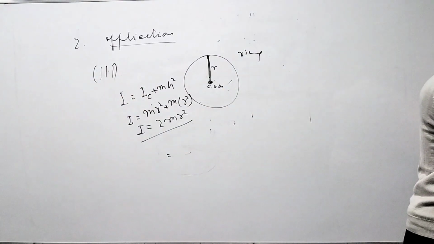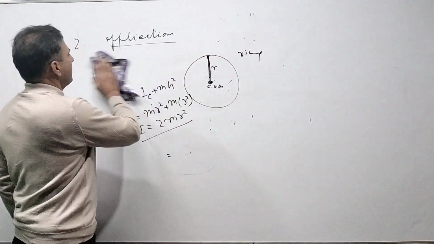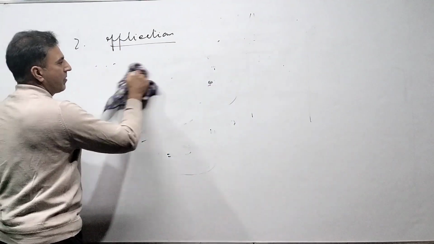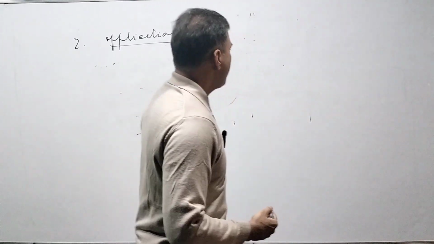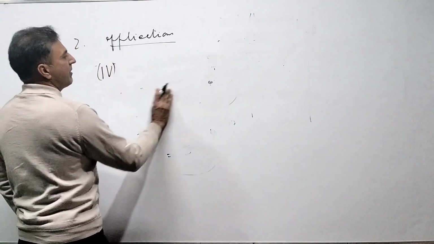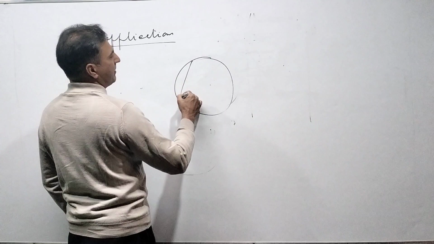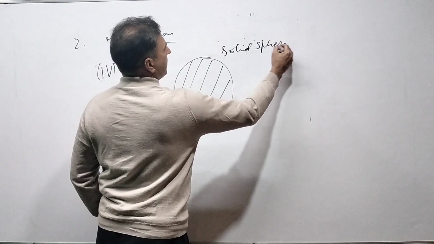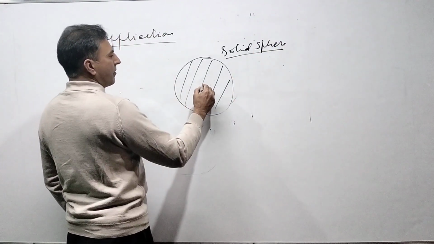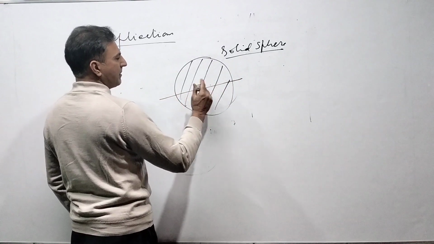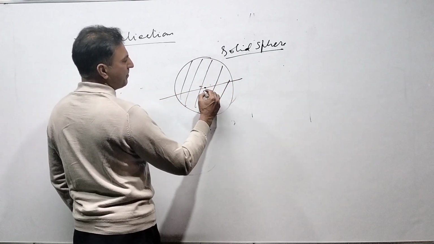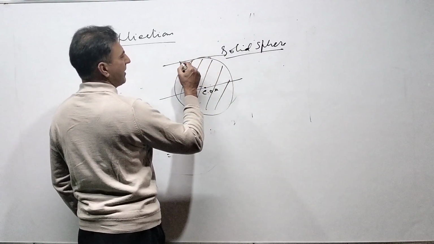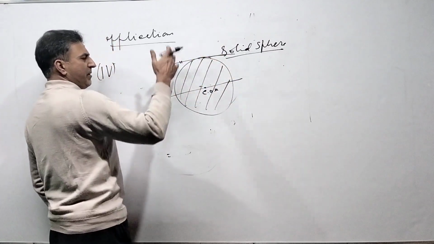Fourth example. Now see here, suppose it's a sphere. Yes, it is a sphere, a solid sphere. You know the moment of inertia about the diameter axis passing through the center of mass. I want to find the moment of inertia about this new axis, which is a tangent to the sphere.